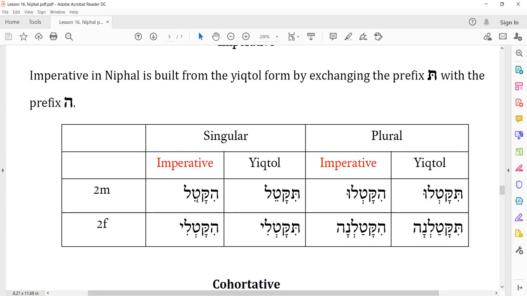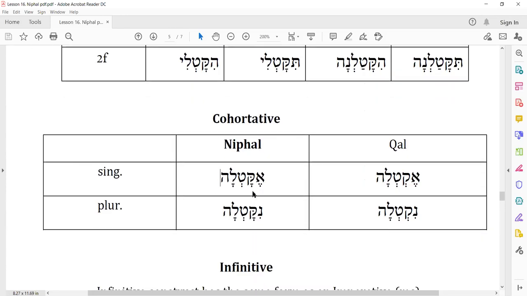Okay? Yes. And cohortative, how can we translate cohortative? Can you try to translate this form?